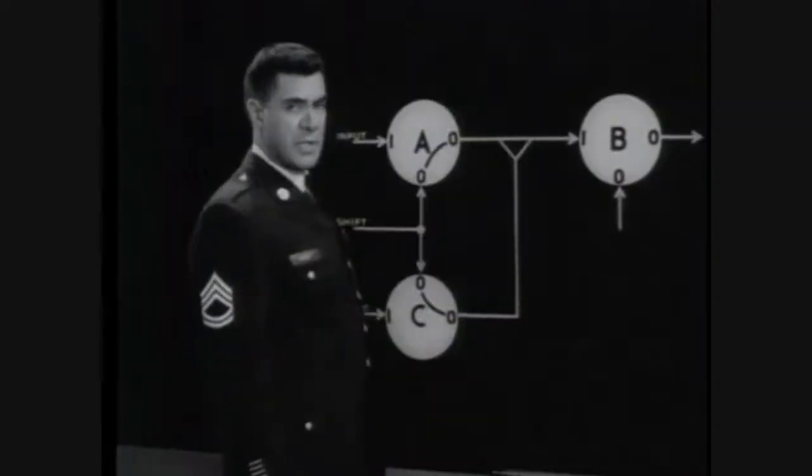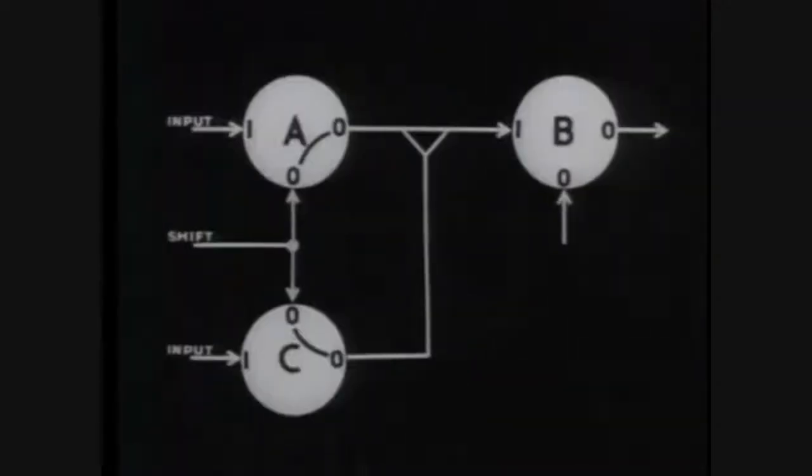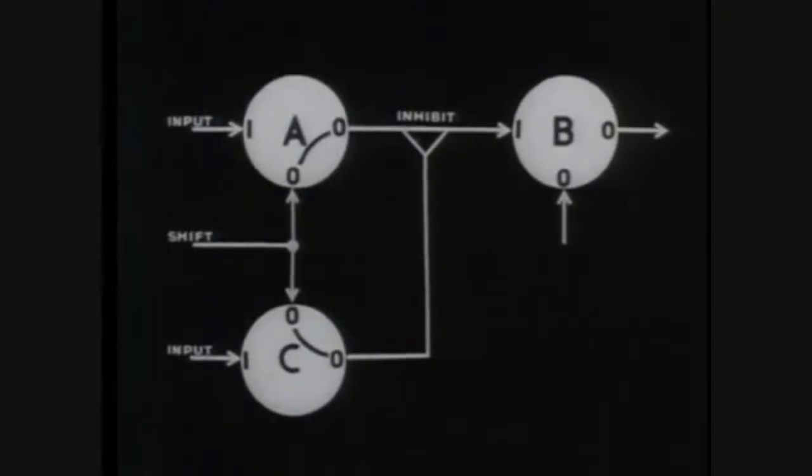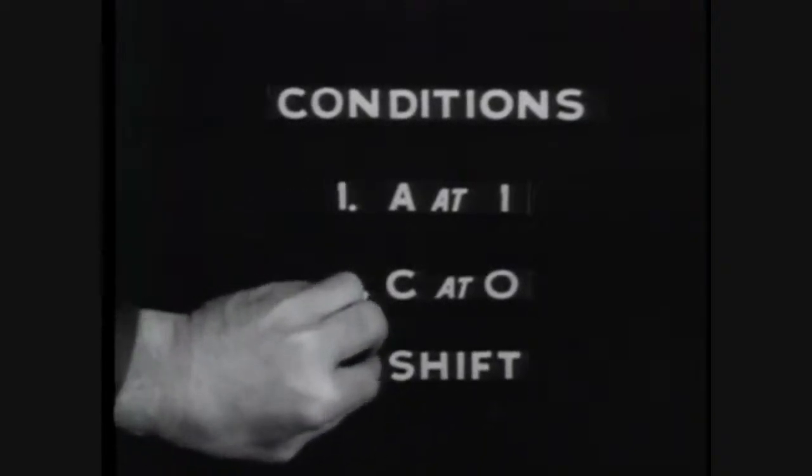But this output from C serves a special purpose. Whenever it occurs, it will prevent or inhibit the flow of current from core A to core B. And this action gives the loop its name, the inhibit transfer loop. In order to transfer a binary 1 from core A to core B, 3 conditions must be met. Core A must be at 1, core C must be at 0, and the shift pulse must be applied.